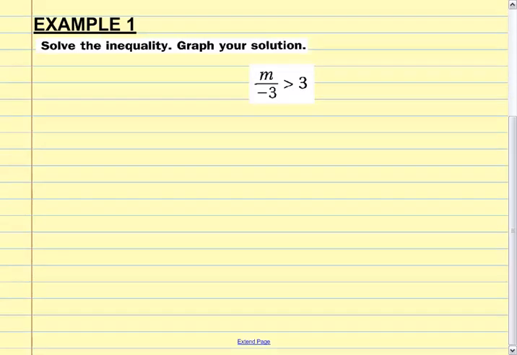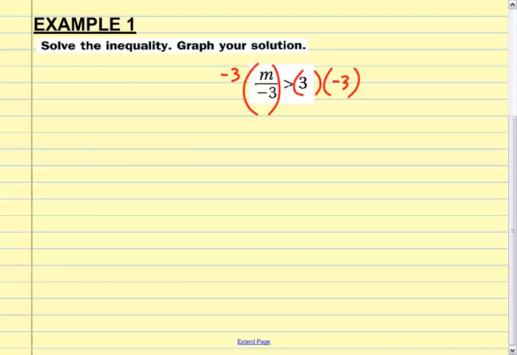Example number 1 says, solve the inequality, graph your solution. So we've got 2 things to do. John D., what does it mean to solve? Get the variable by itself. Izzy, is the variable by itself? No. Allison, what's with the variable? The divided by -3. Okay, so it's being divided by -3. Lily, how do I undo that? Okay, on both sides though, right? So I need to multiply this side by -3, and I need to multiply this side by -3.